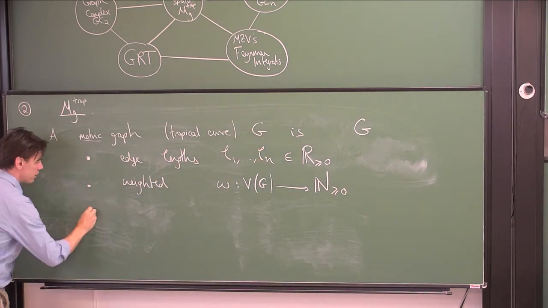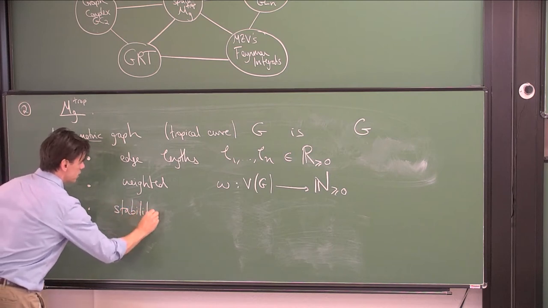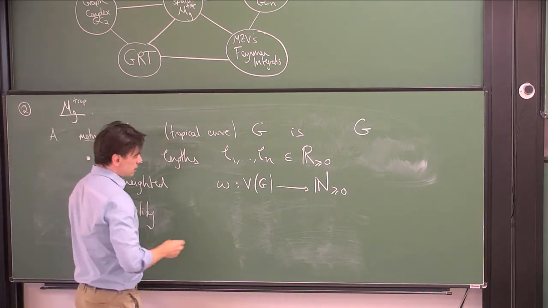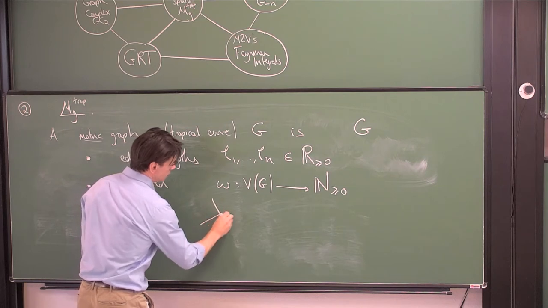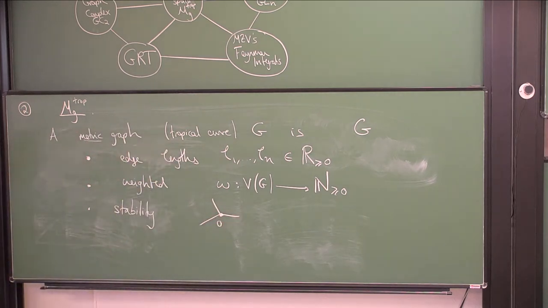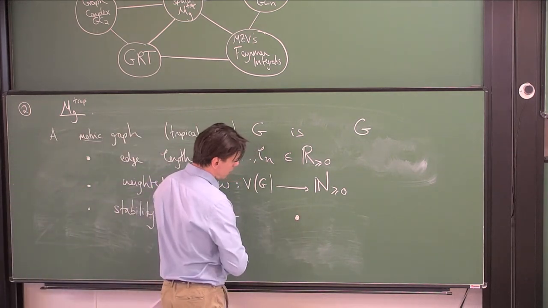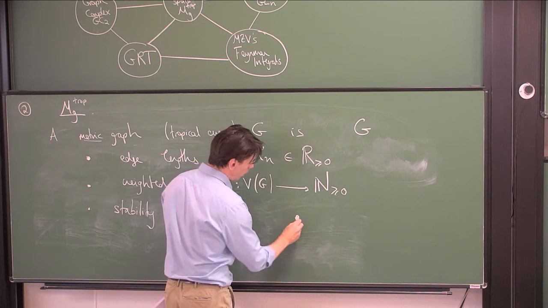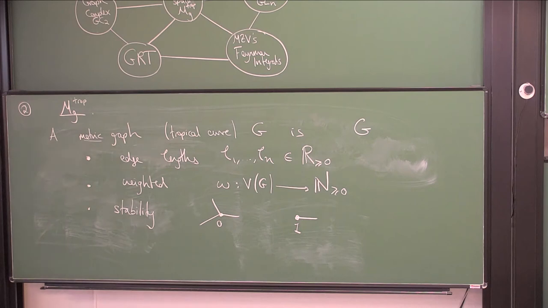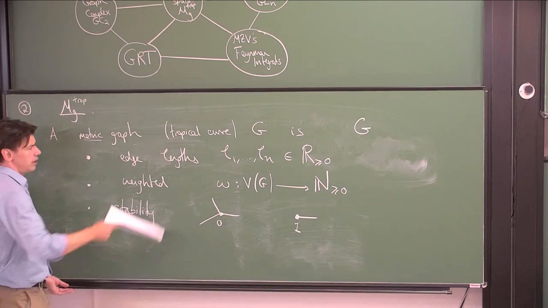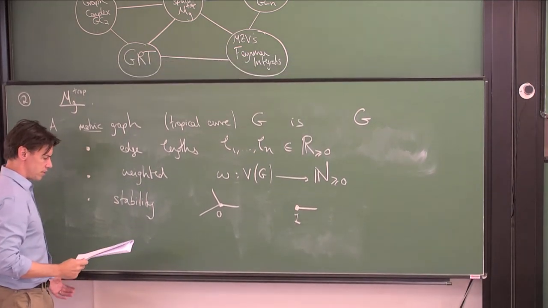And there's a very mild condition of stability, which we can sort of ignore in the first instance. And stability means that if you have a vertex of weight zero like this, it has to have at least three edges sticking out of it. And if you have a vertex of weight one, then it has to have degree at least one, but I'm going to take connected graphs for the time being anyway, so it doesn't make much difference.